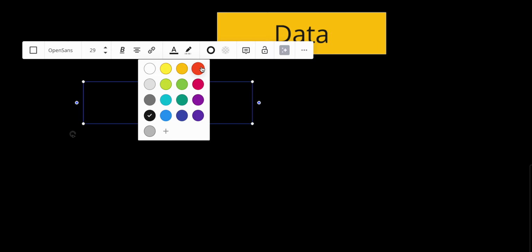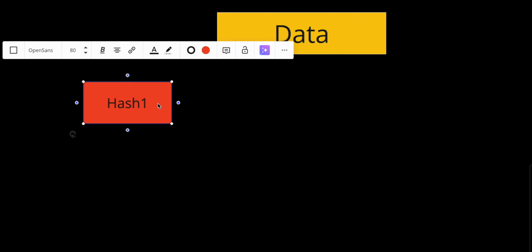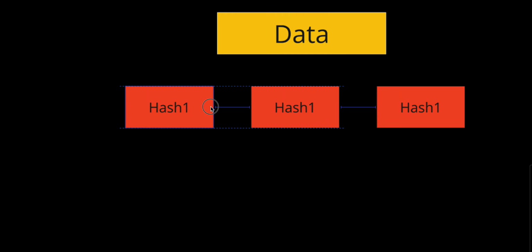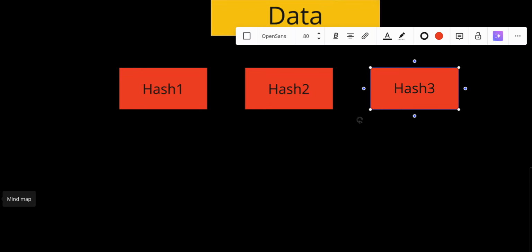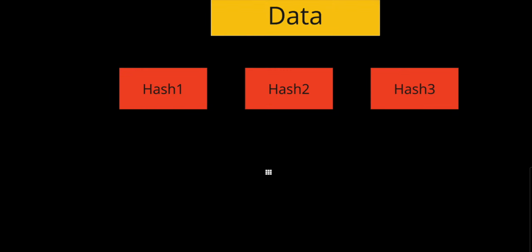Let's make it bigger. Hash function, let's call it hash1. Hash2 and hash3. So we have three hash functions, hash1, hash2 and hash3, and we have a bit array. Let's create the bit array. I want a grid, something like this. Okay, this is what we are looking for.